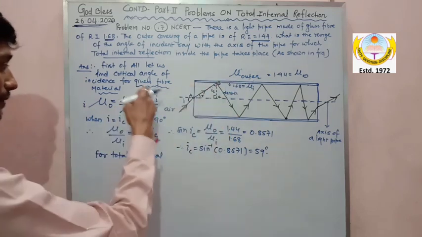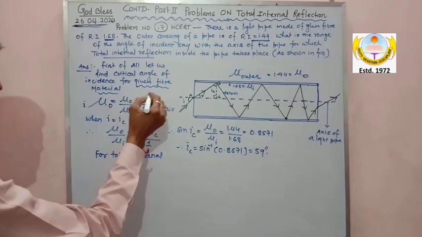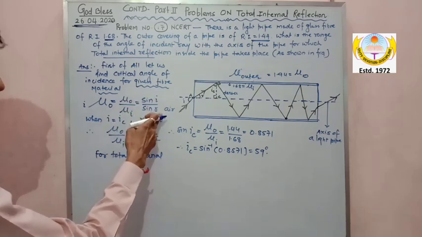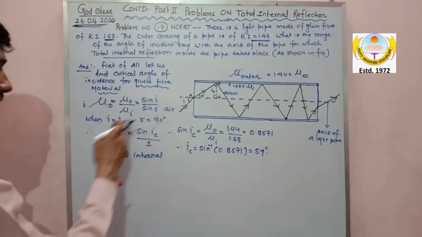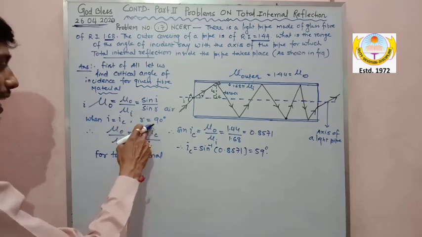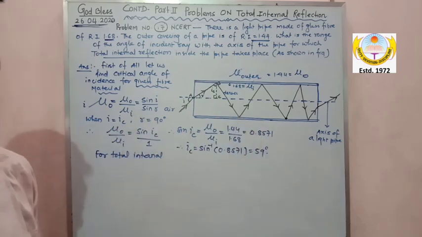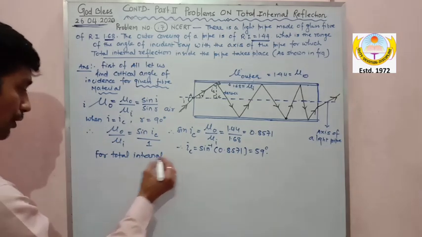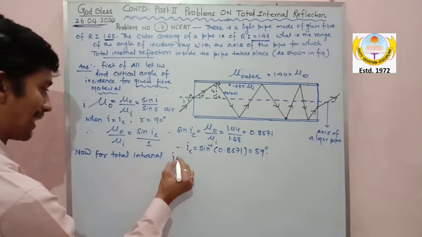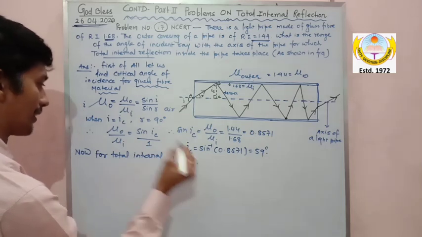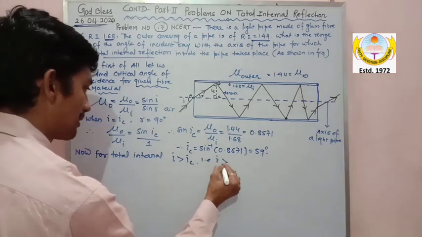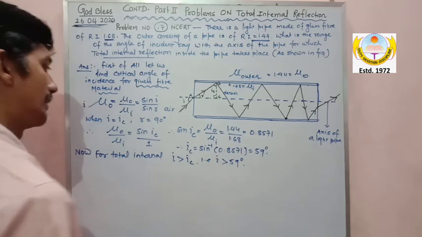You can see the mu, and then I substituted Snell's law, mu upon mu I, that is sin I by sin R, because in the inner it will be angle I, that I becomes IC, and for the critical angle R becomes 90, and I calculated the critical angle of incidence. That's beautiful. So now for total internal reflection, the incident angle I must be greater than IC. That is, I must be greater than 59 degrees. That is confirmed.